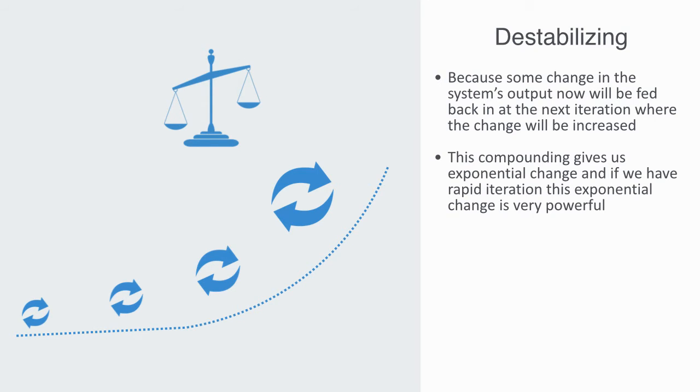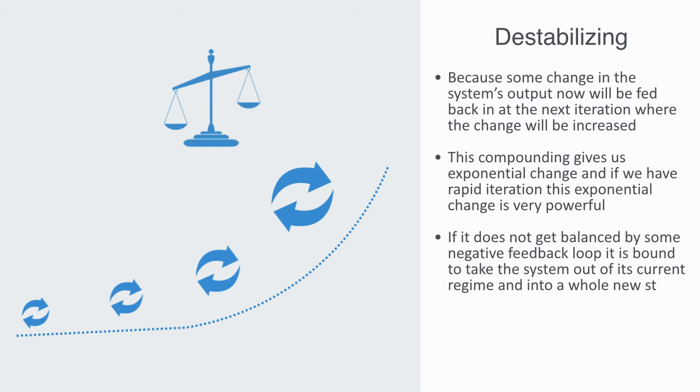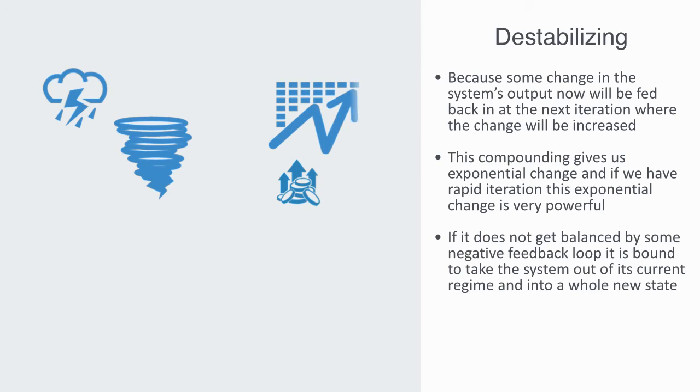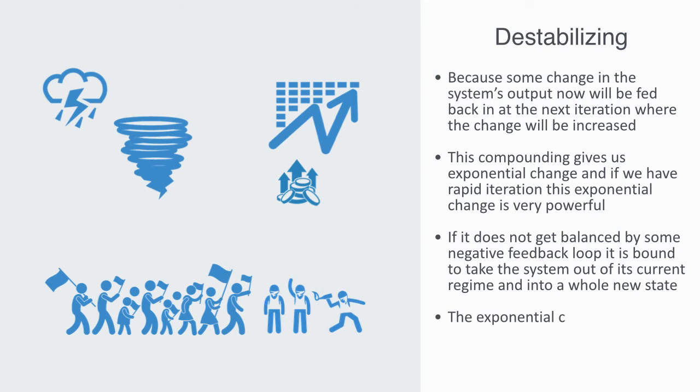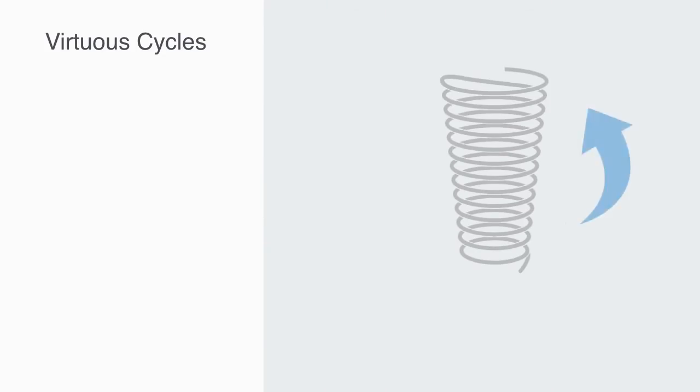And if we have rapid iteration, this exponential change is a very powerful force driving the system away from its equilibrium. If it does not get balanced by some negative feedback loop, it is bound to take the system out of its current regime and into a whole new state. Positive feedback loops and the exponential change they give rise to can be best described as radical phenomena. When they operate in isolation, without negative feedback, the outcome will be extreme. This change may be either very positive or very negative.